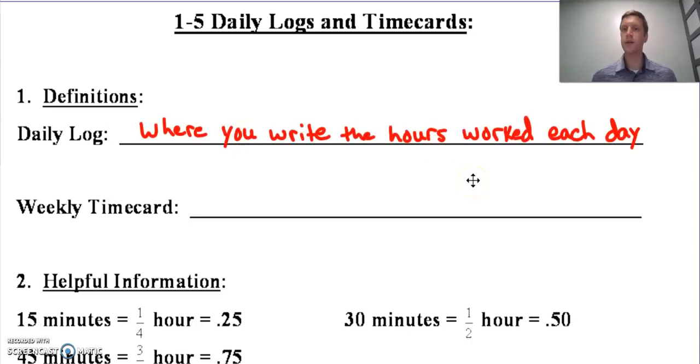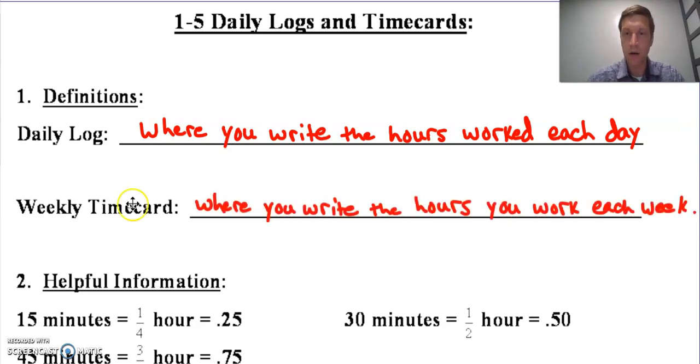A daily log is where you write the hours you worked each day. Admittedly, this is probably not done on paper as much anymore, although some of you guys, especially with part-time jobs, you may have jobs where you're writing this down every day instead of like an electronic system. And then your time card is where you write the hours you work each week. So every day it's on a daily log, and then you transfer those to your weekly time card.